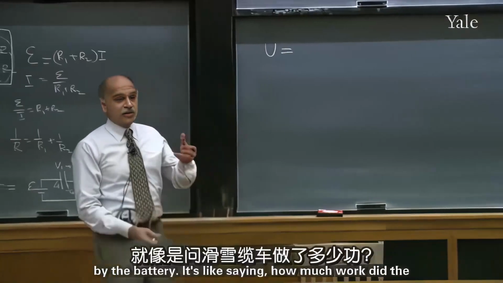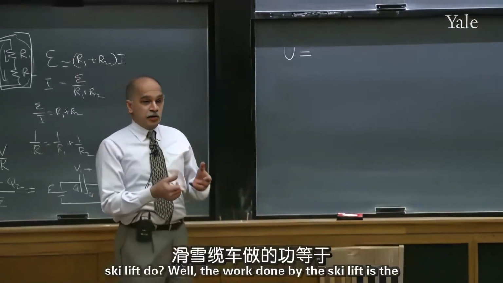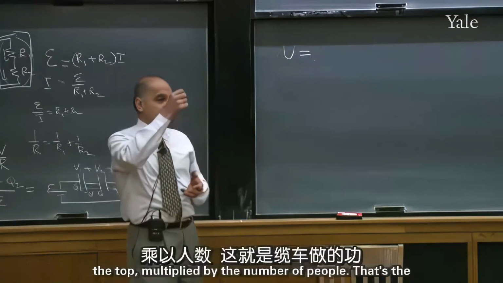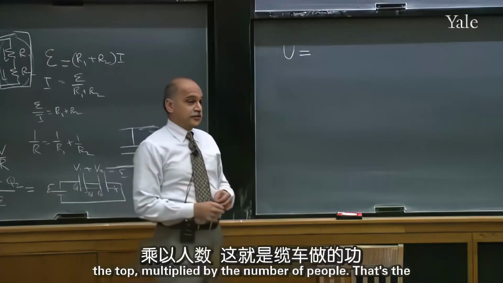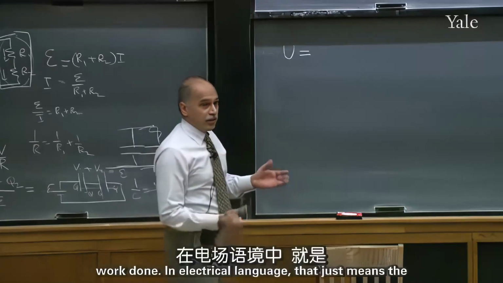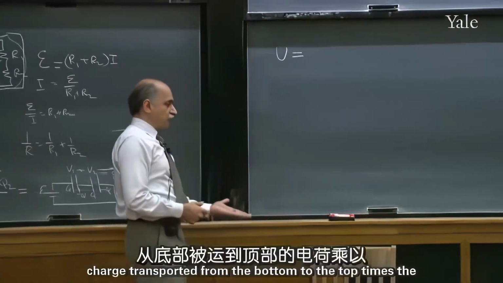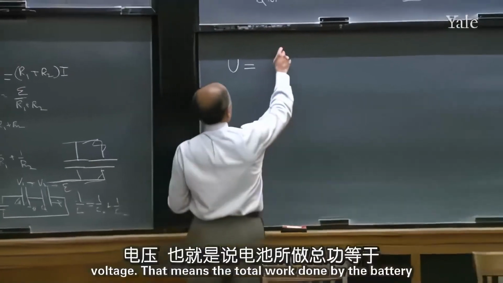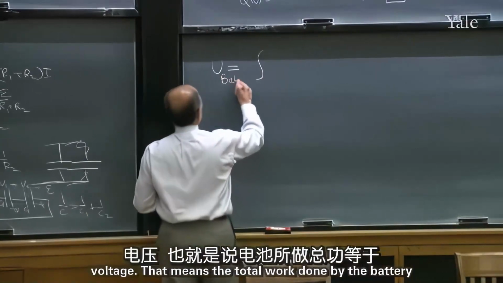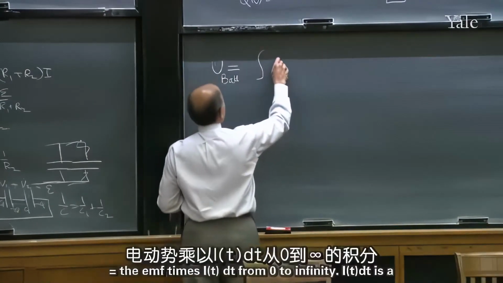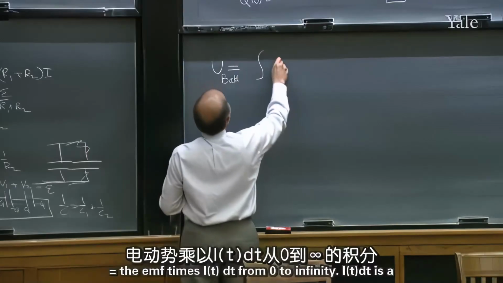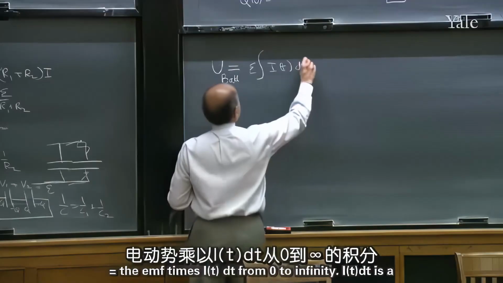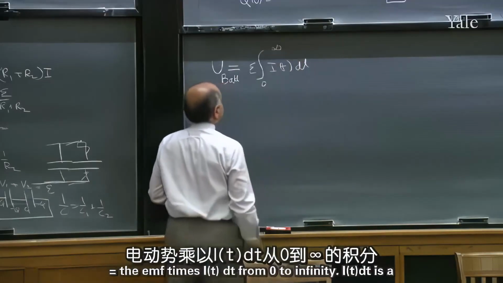It's like saying, how much work did the ski lift do? Well, the work done by the ski lift is the work it takes to carry each person from the bottom to the top, multiplied by the number of people. In electrical language, that just means the charge transported from bottom to top times the voltage. That means the total work done by the battery is equal to the EMF times the integral of I of t dt from 0 to infinity.